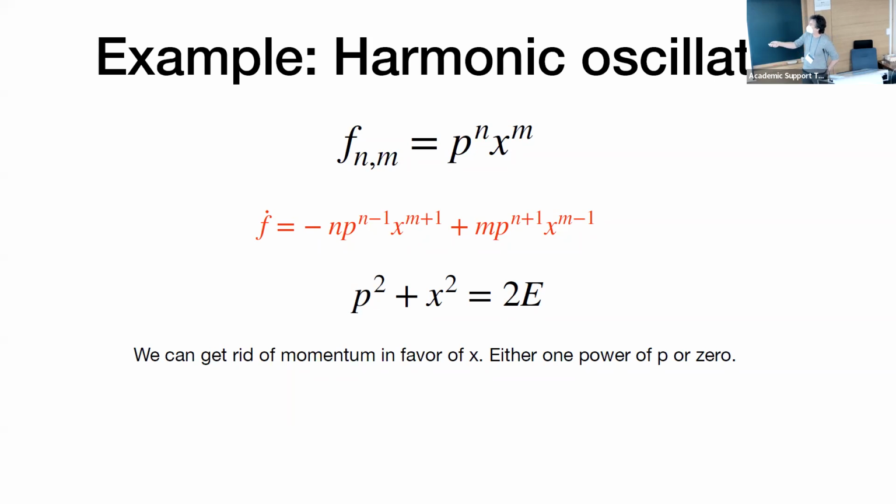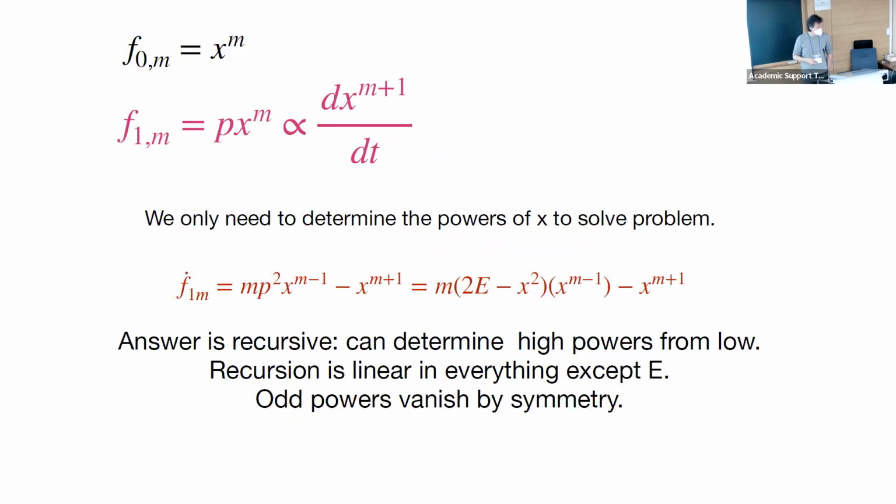So instead of having to deal with the full F of n m that I have here, you can basically reduce it to a smaller number of objects: F0m, which is just X to the m, and F1m, which is P X to the m, which can be shown to be proportional to the time derivative dX^(m+1)/dt. And that's just basically saying that dX/dt is P. So if we do that, it turns out that the expectation value of F1m is 0 because it's a total derivative. So we don't need to worry about it. We just get reduced to the powers of x.